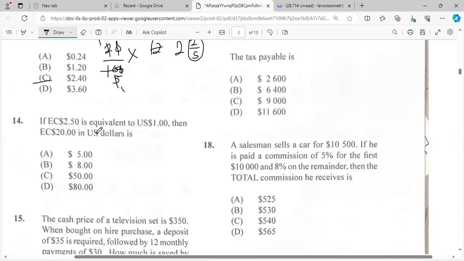If Eastern Caribbean $2.50 is equivalent to US $1, then how much Eastern Caribbean is $20? So what we're going to do is just divide $20 by 2.5. I'm going to double both of them. So this is going to be 40 divided by 5. So 5 times 8 is 40. So guys, you don't have to use long methods here. If you double both numbers, you get rid of the decimal. You see?